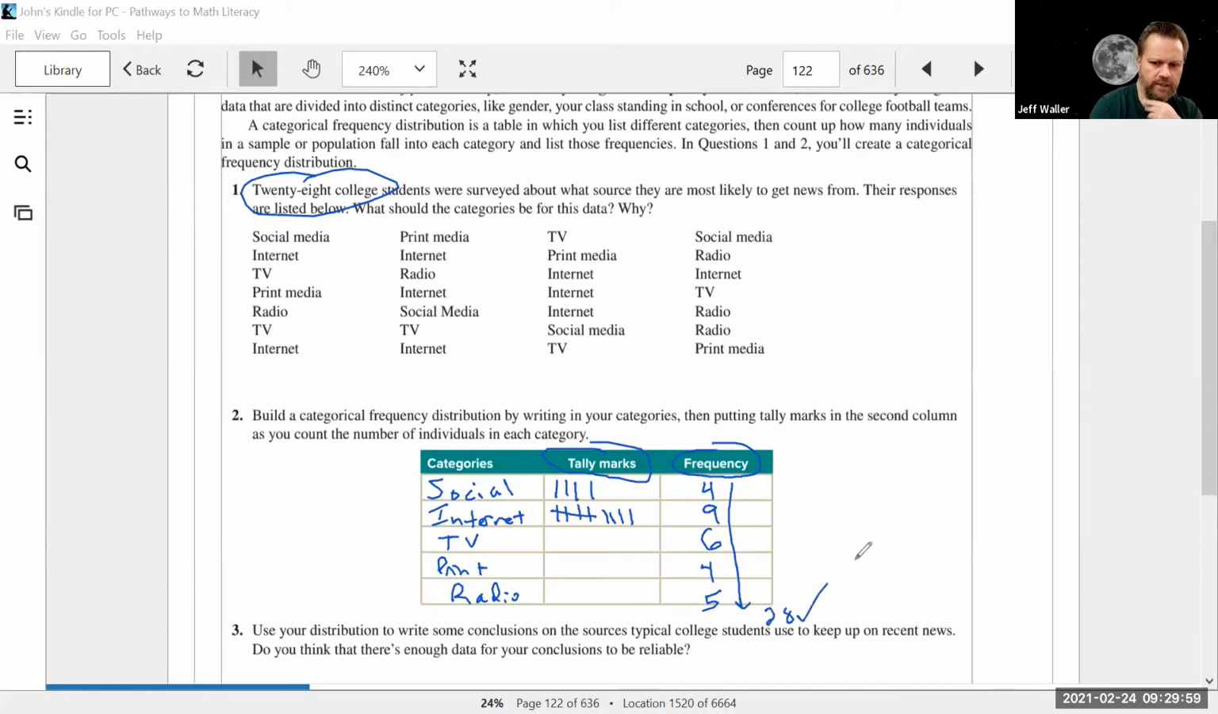Check. So you're going to be making your own frequency distribution like we just did. And a real quick check is to add up the frequencies to see that they add up to be the total. So why is it called frequency? Because we count how frequently something matches the category. So what was the frequency that social showed up? 4 times, and so forth.